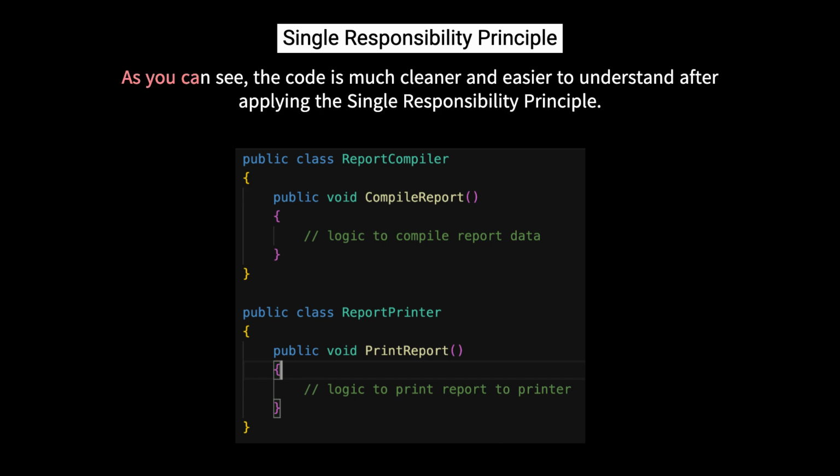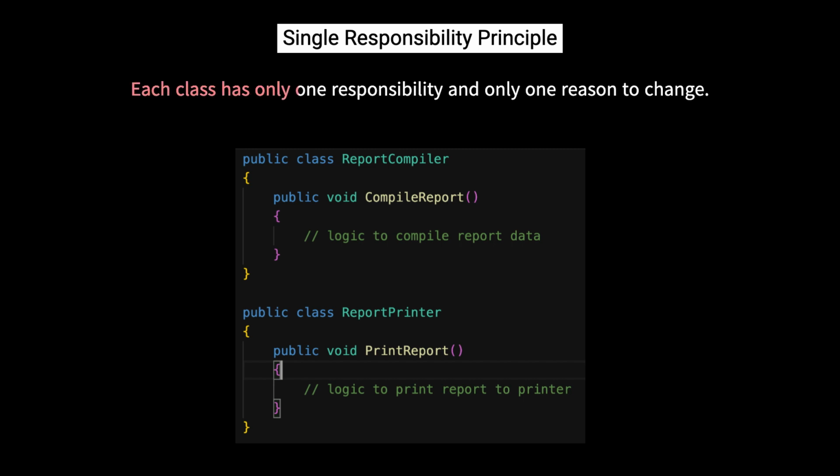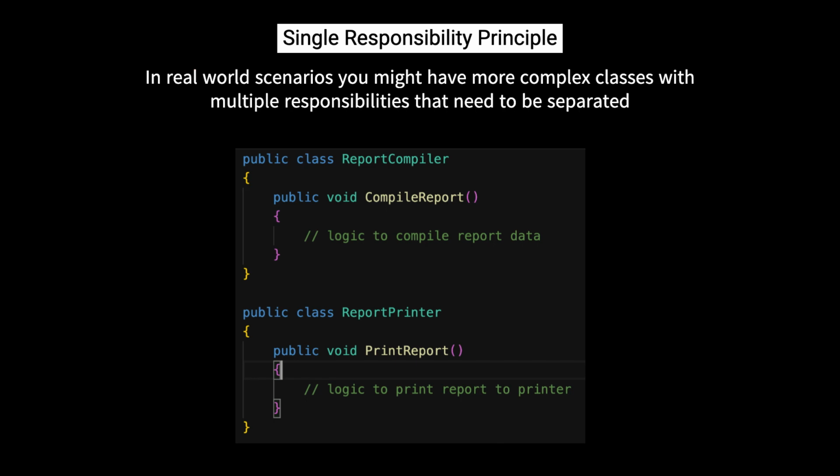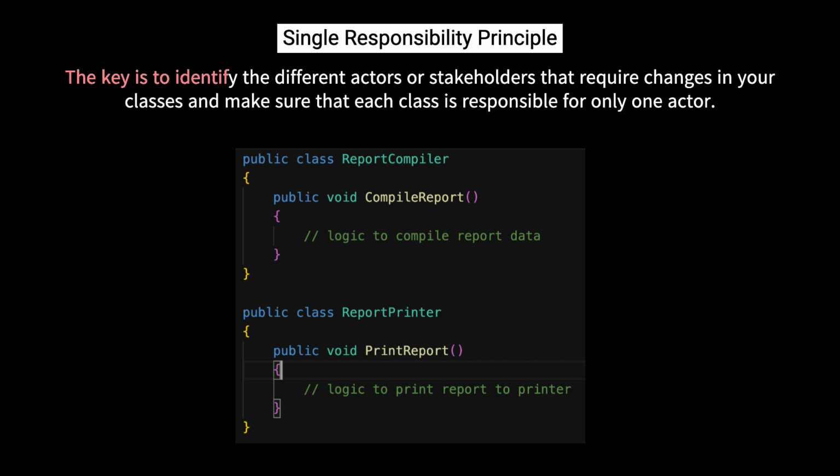As you can see, the code is much cleaner and easier to understand after applying the Single Responsibility Principle. Each class has only one responsibility and only one reason to change. In real-world scenarios, you might have more complex classes with multiple responsibilities that need to be separated. The key is to identify the different actors or stakeholders that require changes in your classes and make sure that each class is responsible for only one actor.